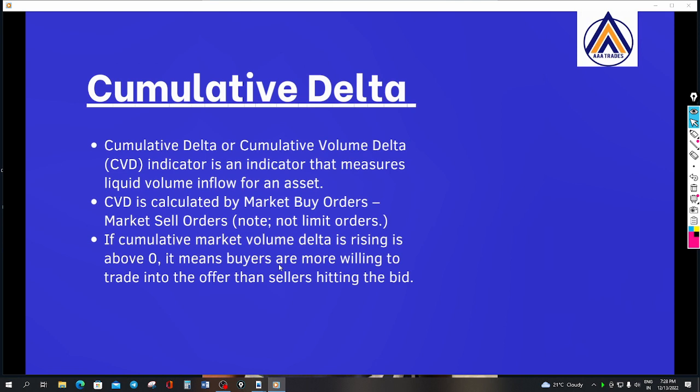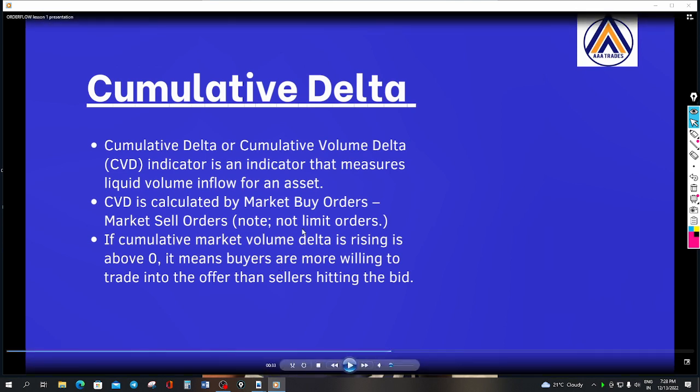While trading, we have to be watching a series of data, not only cumulative delta or cumulative volume delta. We have to watch everything, and only then do we get a perfect trade.